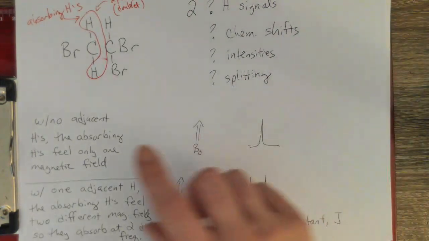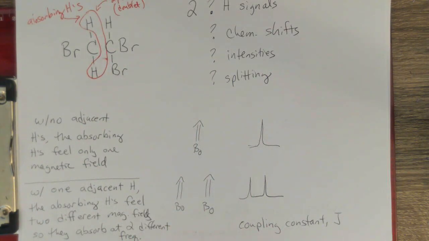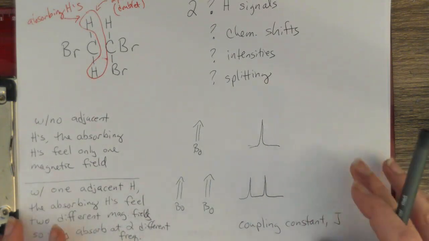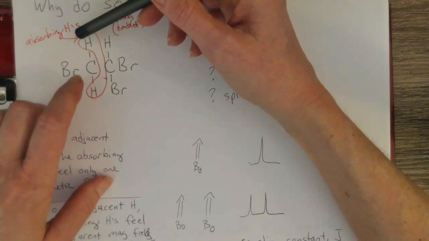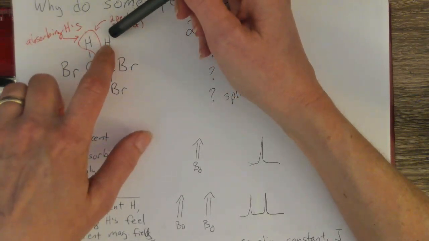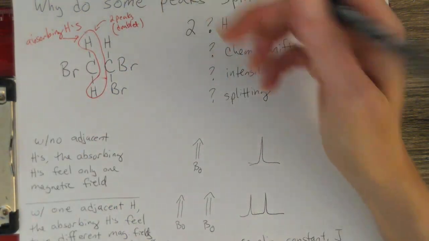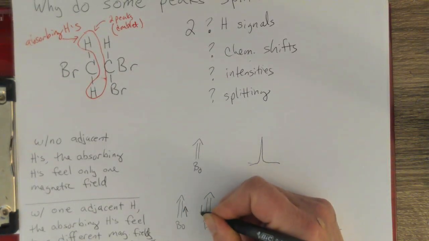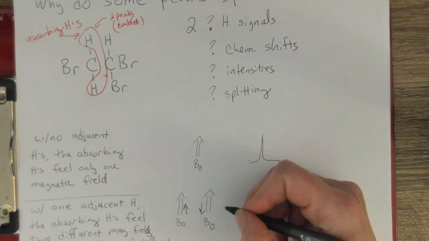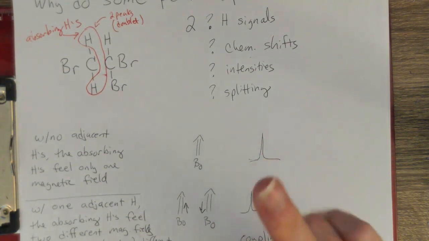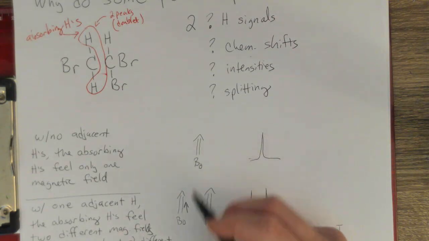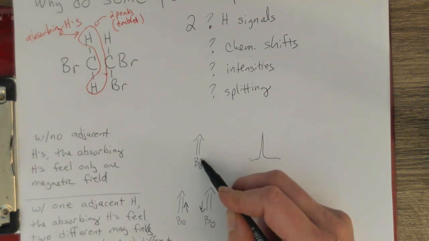Okay, so let's talk a little bit about this. When we place this in an applied magnetic field, here we've got our B naught, the adjacent proton. When we're evaluating these absorbing protons, the neighbor, the adjacent proton, can either be aligned with the magnetic field or against the magnetic field. Because of this, the absorbing protons feel two slightly different magnetic fields: one that's slightly larger in strength and one that's slightly smaller in strength than the applied magnetic field.